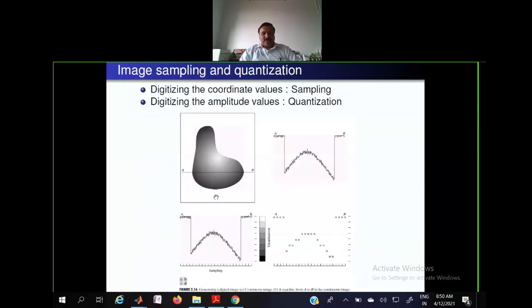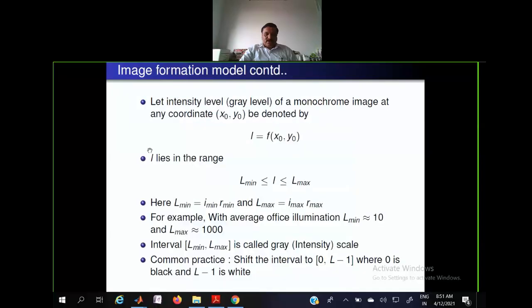I think this topic we will take it up in the next class, how I can sample and quantize images. Till now, if there is any clarification from your side, please let me know.